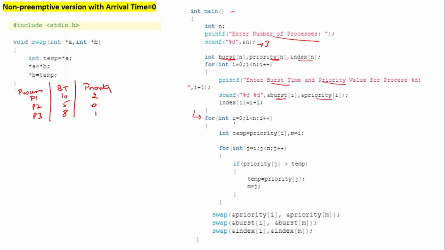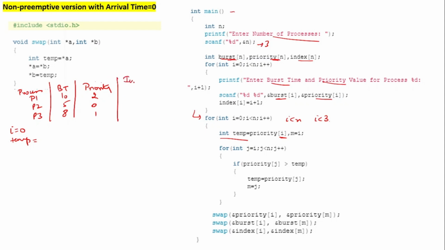This other loop is from i equal to 0 till i is less than n, that is i is less than 3. So what I do is I take the value of i equal to 0 first. So i is equal to 0. I have another variable defined here, that is temp. So temp is equal to the priority of the 0th process.